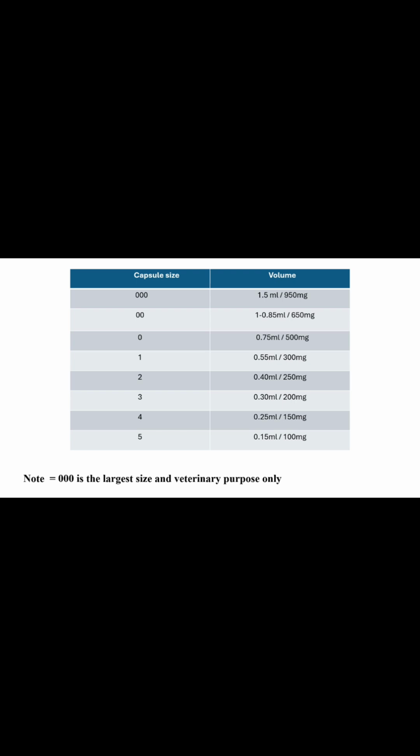Next, the most important topic, that is capsule size. We can expect one question from this topic. Here, capsules come in different sizes from the largest, that is 000, to the smallest, that is 5. Each size holds a certain amount of powder and liquid in milliliters and also milligrams. The first is 000, the biggest capsule, and it is used for animals. It holds about 1.5 ml or 950 mg.